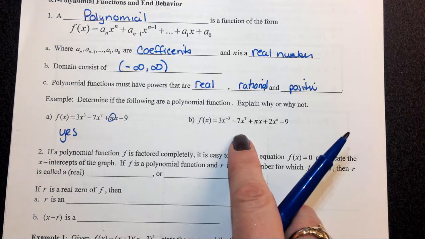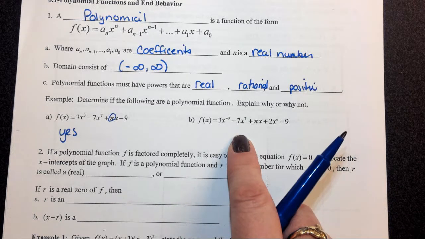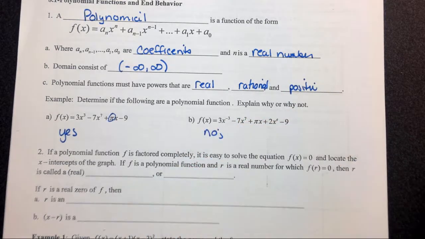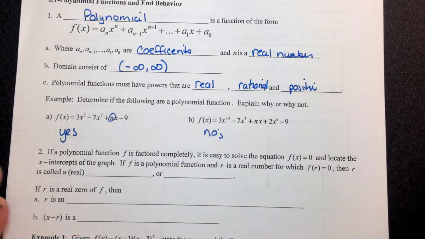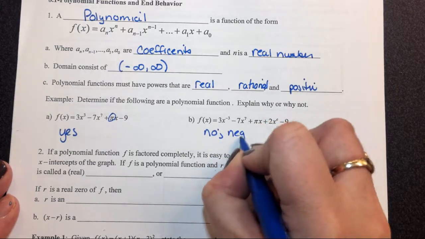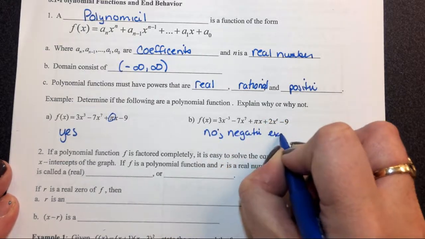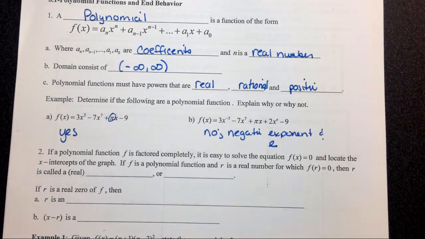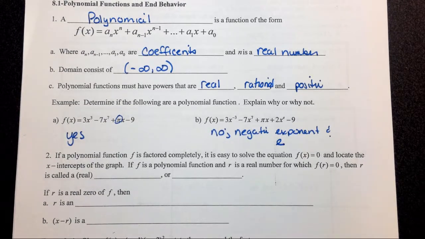What about in b? Would this be considered a polynomial function? No. There's two reasons. Give me one reason why this is not a polynomial function. You have a negative exponent, and there's another reason. E. Because E is our other famous irrational number as well. All right, so any questions, first of all, what makes a polynomial function and what doesn't?